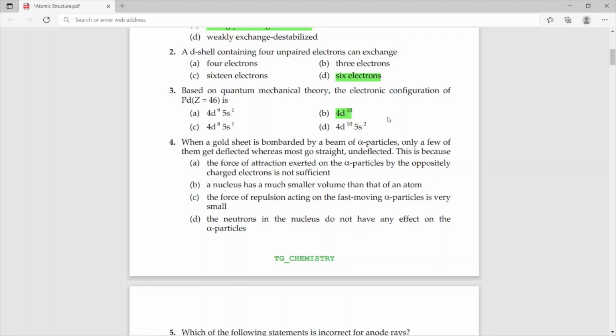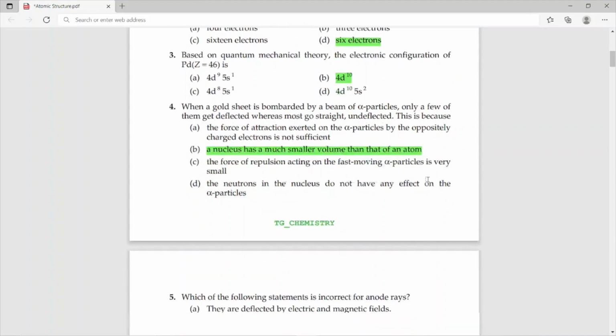The fourth one is: when a gold sheet is bombarded by a beam of alpha particles, only a few of them get deflected, whereas most go straight, undeflected. This is the gold foil experiment by Rutherford. This is because, option B, a nucleus has a much smaller volume than that of an atom. So that's why most of the particles go straight, undeflected.